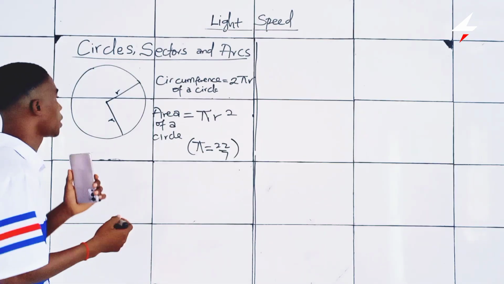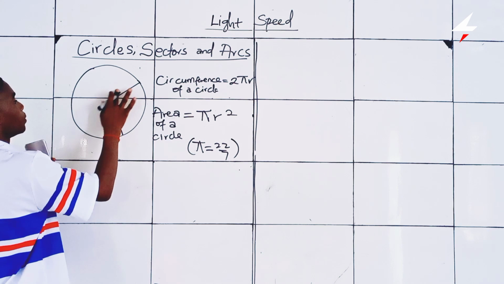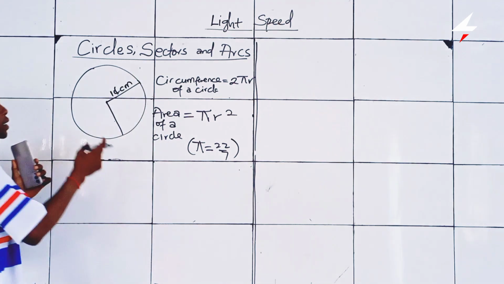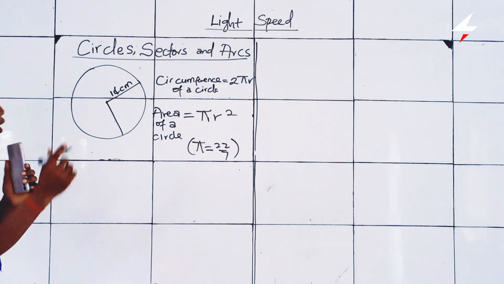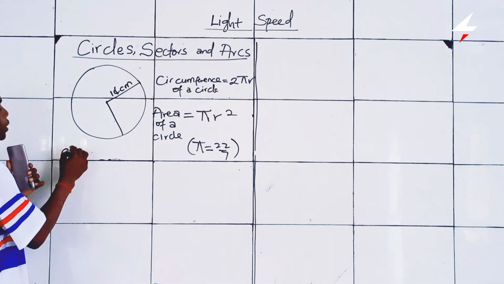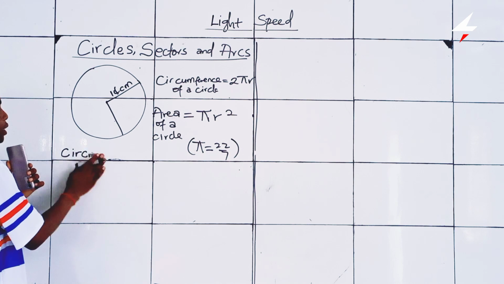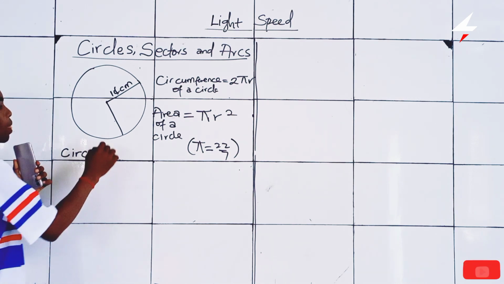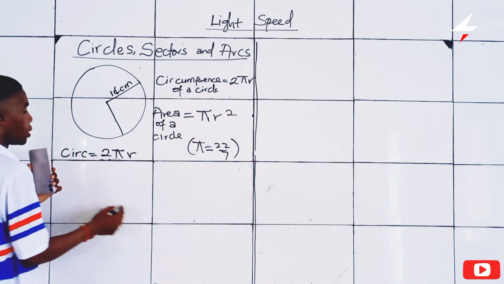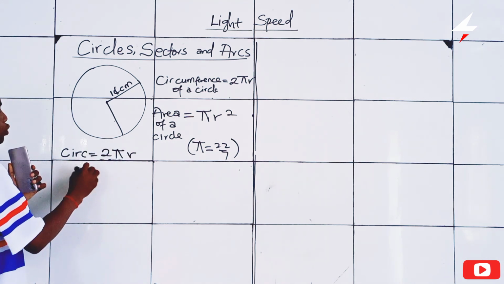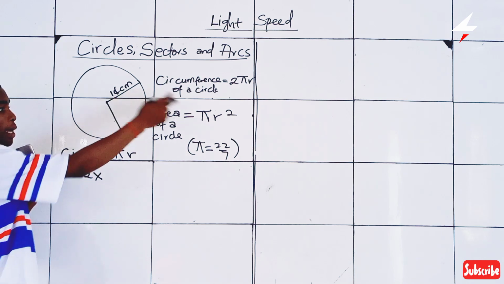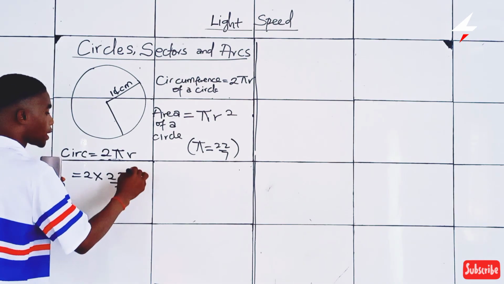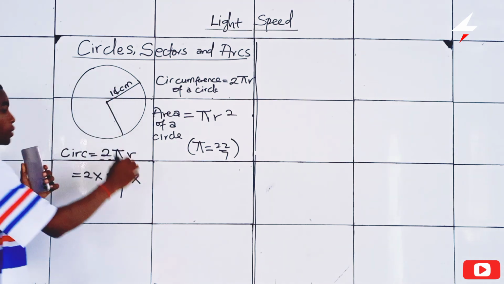They said the radius is 14 centimeter, and we should find the circumference of the circle. Let's solve that real fast. You and I know that circumference is equal to what? 2 pi r. So we have 2 times pi. Pi is 22 over 7, times radius, which is 14.